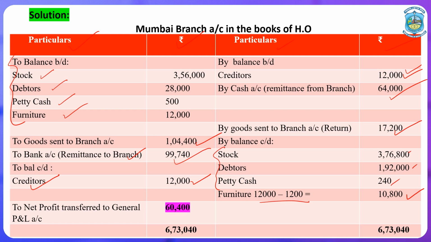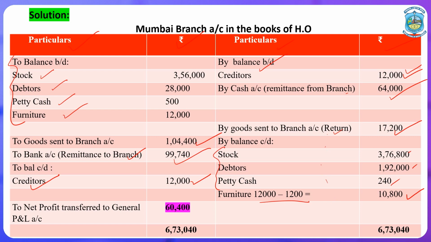So, at the credit side, remember, we have recorded the opening balances of liabilities, the cash sent by the branch to the head office, that is also recorded at the credit side, the goods returned by the branch to the head office, that is also recorded at the credit side, and also the closing balances of all the assets are recorded at the credit side.